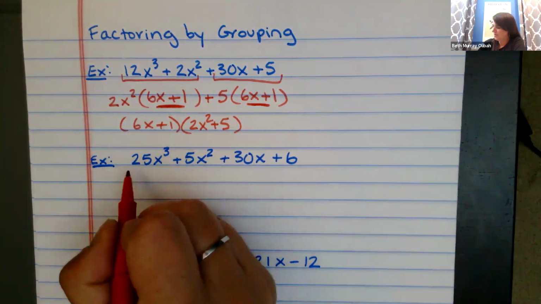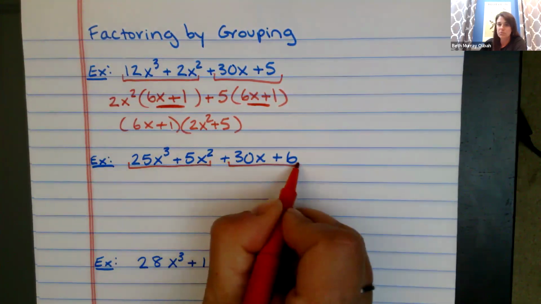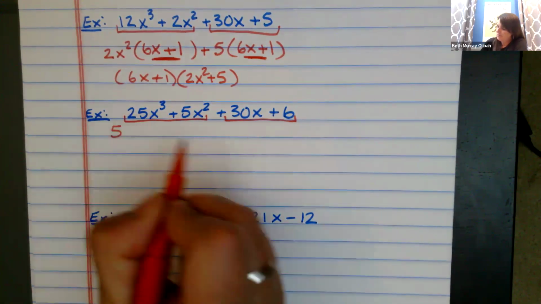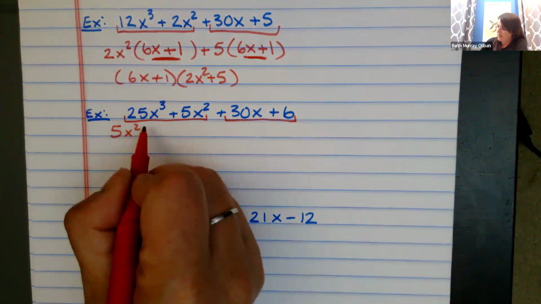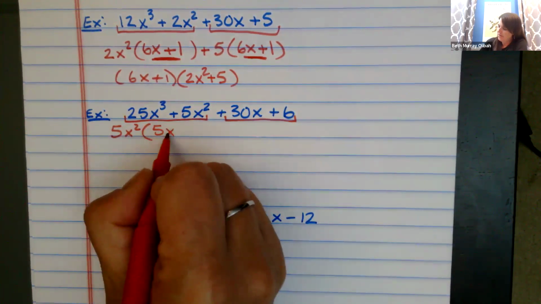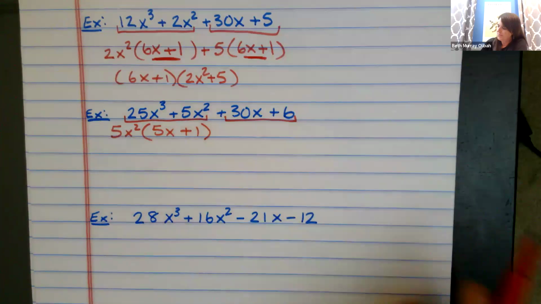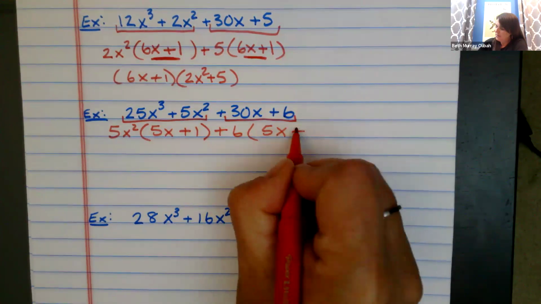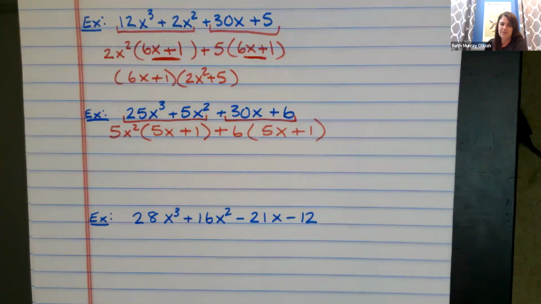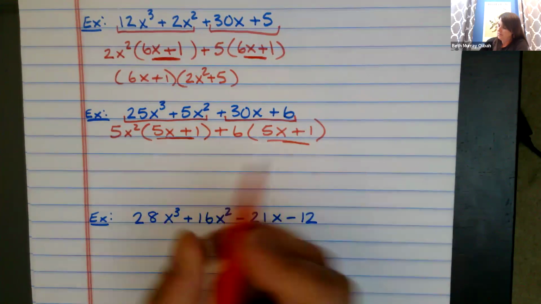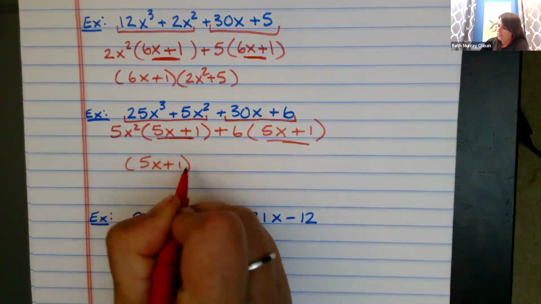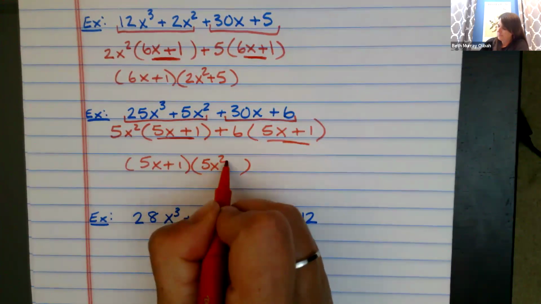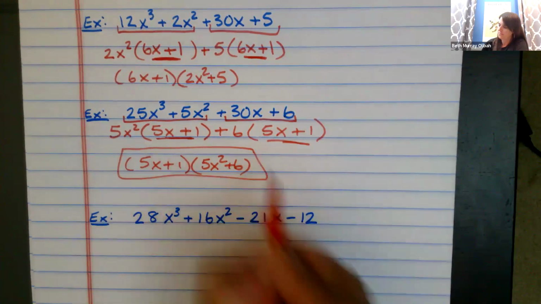Let's try it again. So for the next one, I'm going to split this up into these two groups. I'm going to take out as much as I can here, the GCF. So that would be 5 and x to the second. That would leave me with 5x plus 1. Here I could take out only the positive 6, but that makes my two parentheses match. That's what we want. So the final answer is that parenthesis and then what was in front of each one. Done.